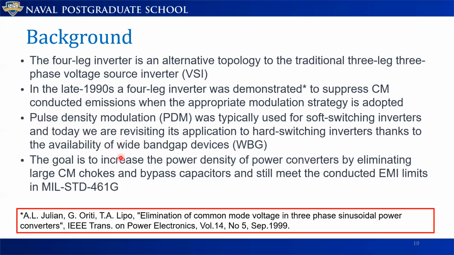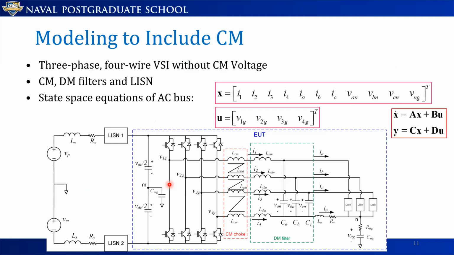But now, with wide bandgap devices, this could actually be a good time to start using pulse density modulation in our switching inverters. So our goal is to increase the power density of power converters by eliminating the large common mode chokes that are typically used to meet the military standard, and also the bypass capacitors, either eliminating them or at least reducing them drastically, so as not to be even close to the limits of the maximum bypass capacitance that can be put on a ship. So as I mentioned earlier, modeling is the key.